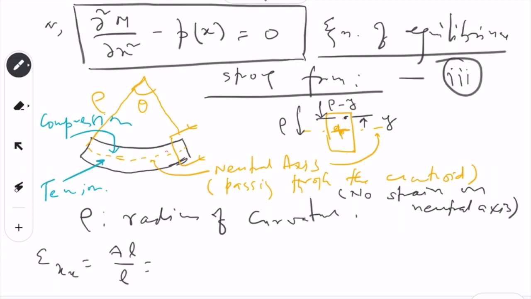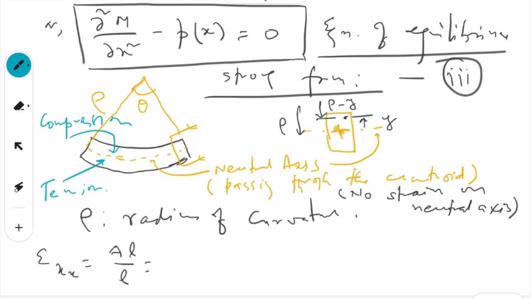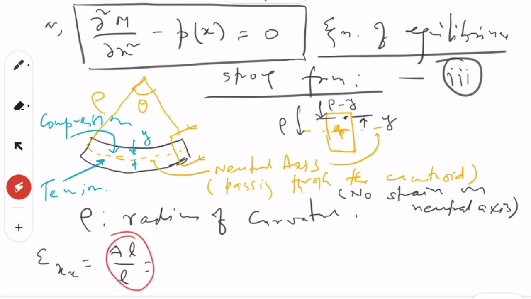At this point, we can have the same point here, right. So this is the point, and from here to here is y. So change in length over L. The original length is the length on the neutral axis, because the neutral axis has no strain, meaning there is no change in length, and that will be rho times theta, right.